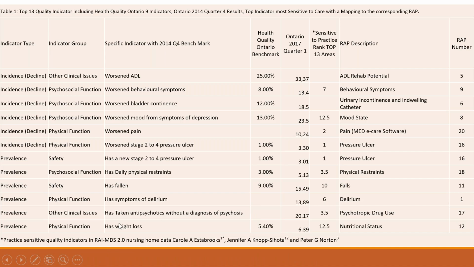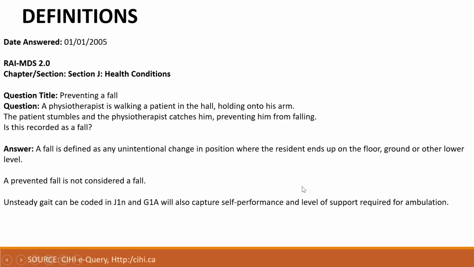So once again, we're going to look at falls, and you can see it is on my list here of Health Quality Ontario benchmarks. So Health Quality Ontario is looking at a 9% rate as the gold standard. And we can see that in the last reporting period for Ontario, the average was 15% or 15.5%. So we're still quite a ways away from that 9% goal that we're hoping to achieve.